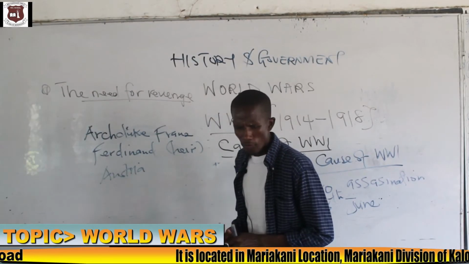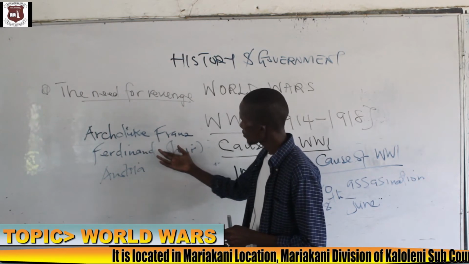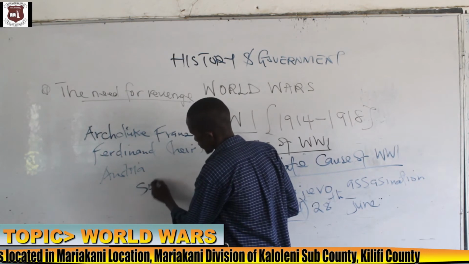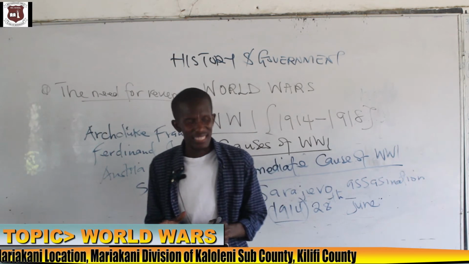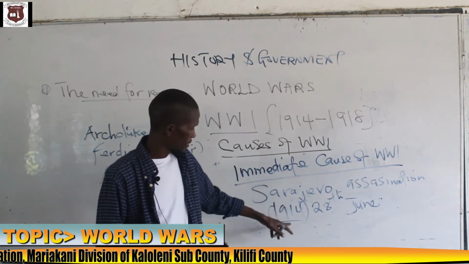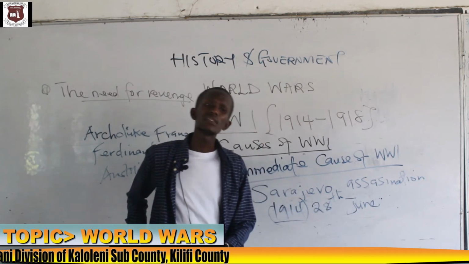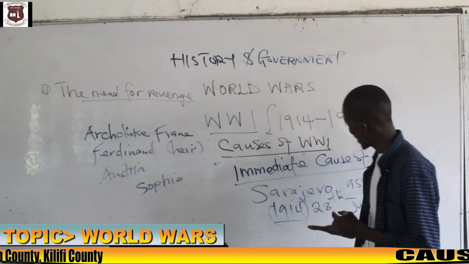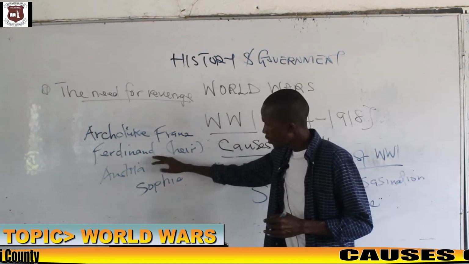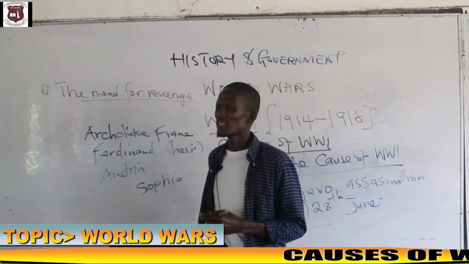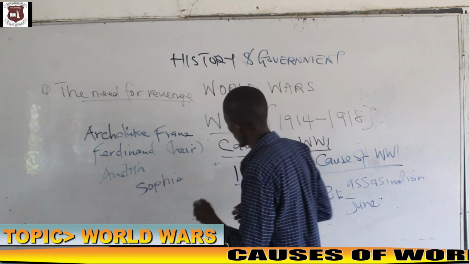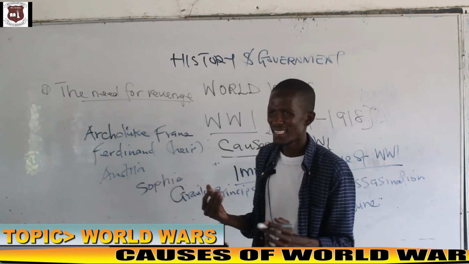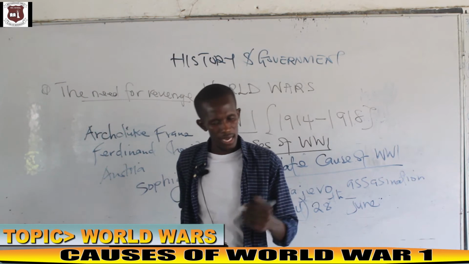Good. Now, the heir of the Austria-Hungarian throne, that is Archduke Franz Ferdinand, and his wife Sophie, were assassinated in Sarajevo in this year, 1914, in the month of June, on the 28th. And the person who was alleged to have been used to assassinate Ferdinand was a Bosnian student known as Gavrilo Princip. Gavrilo Princip. So this is the guy that was used to assassinate the heir to the throne of Austria-Hungary.